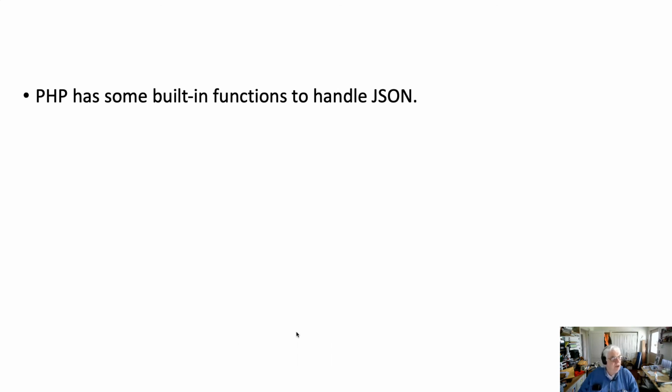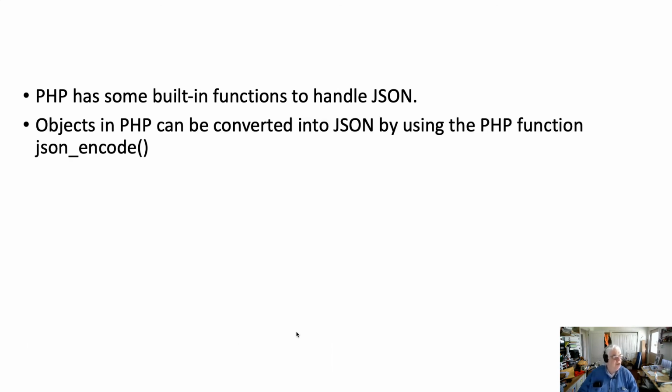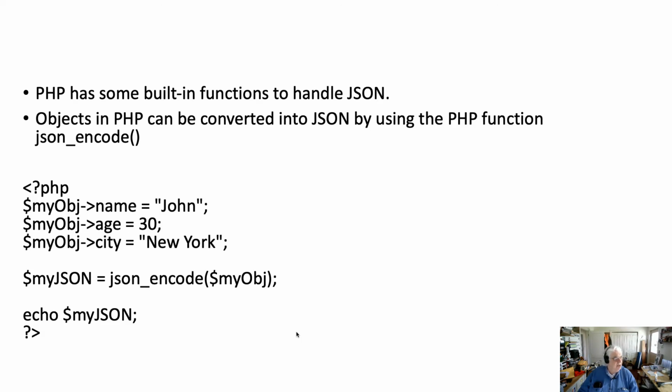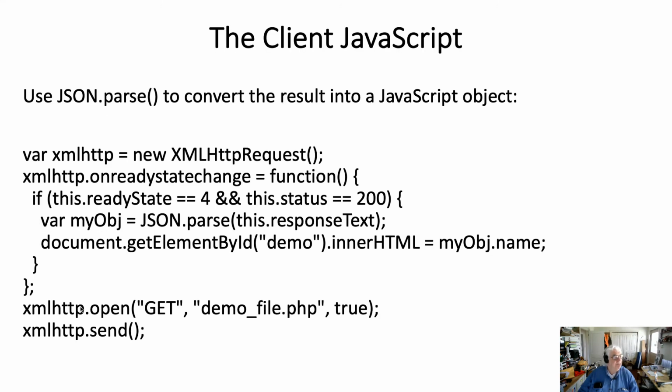PHP has built-in functions to handle JSON. Objects in PHP can be converted into JSON by using the PHP function json_encode. Here's an example. We've got our object, and all we've got to do is say json_encode my object, and we end up with JSON. And then we can echo it and see it.